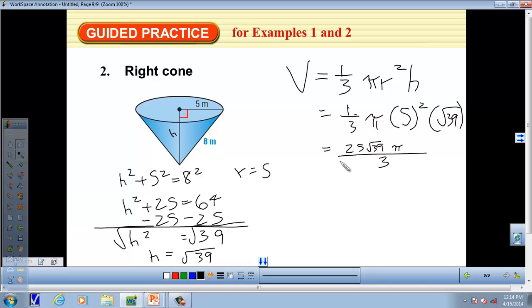And that's where we get our calculator out. And we have 25 times rad 39 times pi, and we divide that by 3. Should get approximately 92.24 cubic meters. Okay.